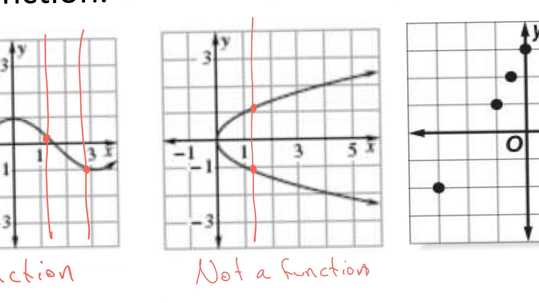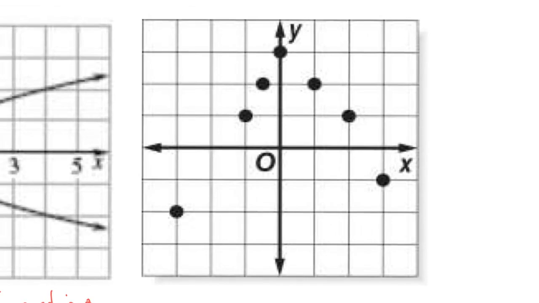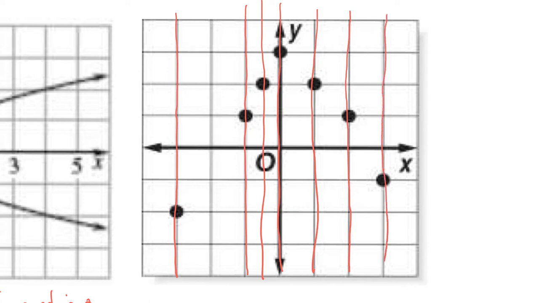Now, if you don't have a shape, you just have ordered pairs or points on your graph. Well, you're going to have to check every point on that graph and make sure that no 2 points are on the same vertical line. So I'm going to draw a vertical line on each point. Notice the first point, there's only 1 point on that vertical line. My second vertical line, there's only 1 point. I have another one here, and there's only 1 point on that one. And I'm going to check the next ones: only 1 point, only 1 point, only 1 point, and 1 point.